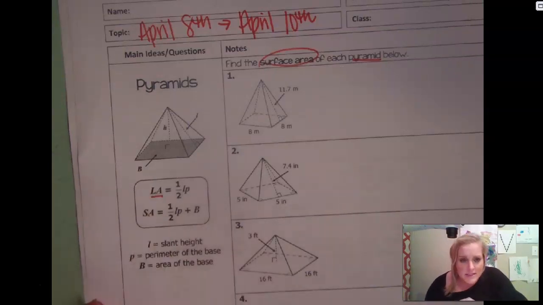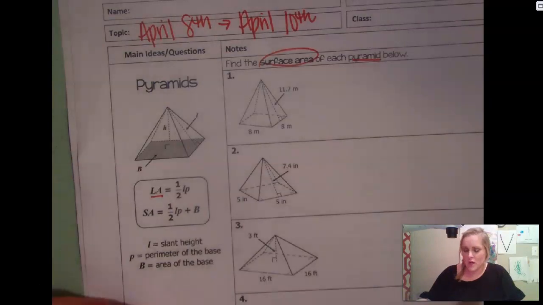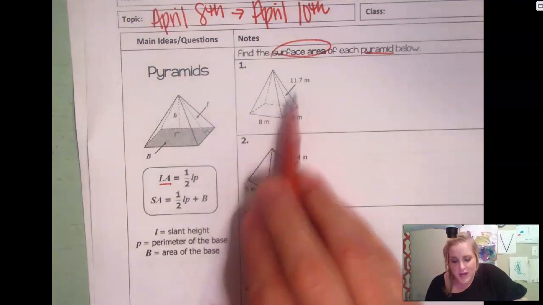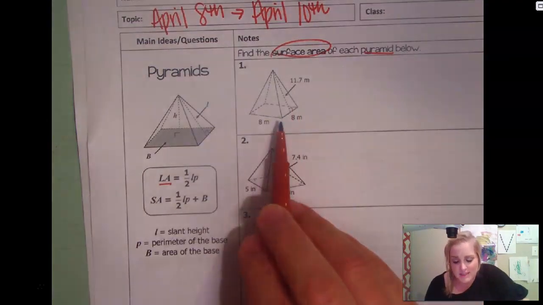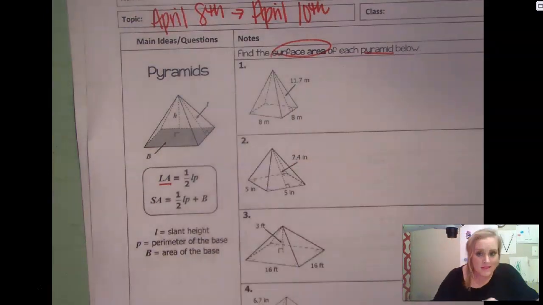Now, I didn't really discuss that with you last class period, but lateral area means the sides only. So, like if we're talking about the surface area of this can, the lateral area is going to, again, be what's around the can, not including the bases. Okay? So, if we're looking for the lateral area of this pyramid, I'm not looking for that square base. I'm just looking for all of the triangles that make that up. Then you add the base to that.